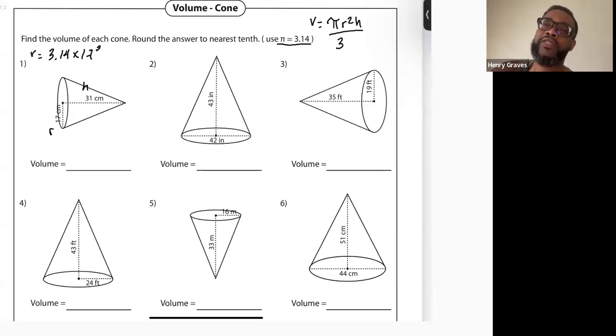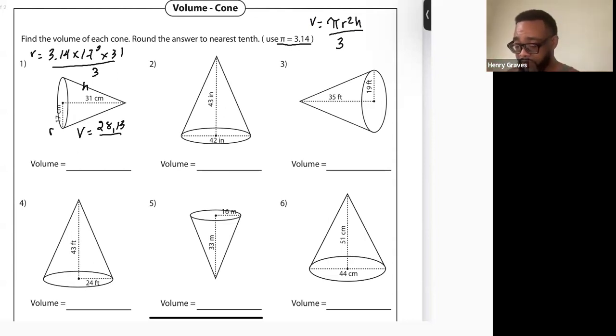So first, let me find the first answer on the top, right? Get my calculator. 3.14 times 17 squared times 31 gives me 28,131.3, a big number. Divided by 3 gives me my final volume of 9,377.09. And my units were centimeters to the third power. And I'm done.